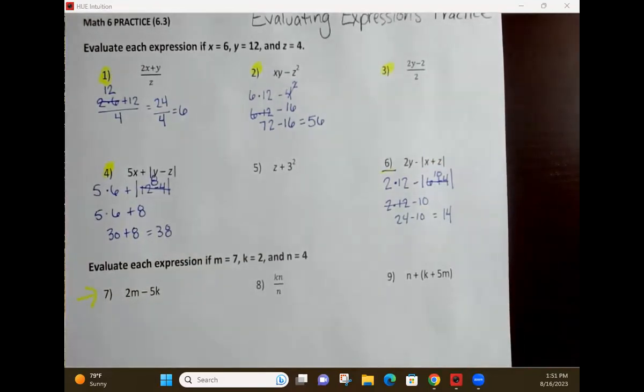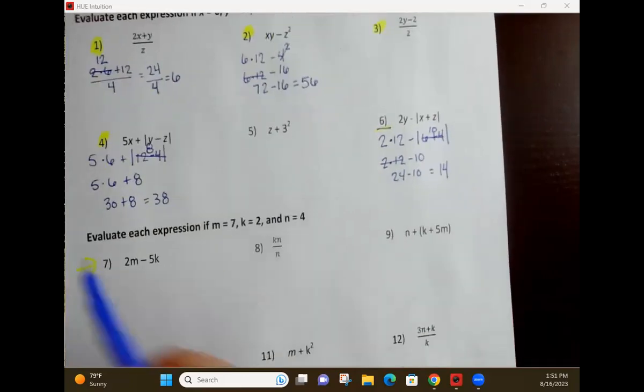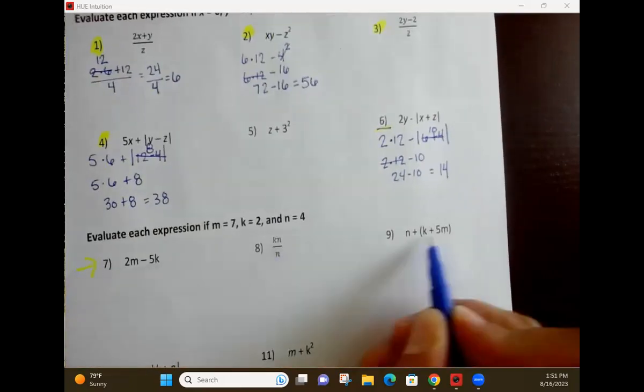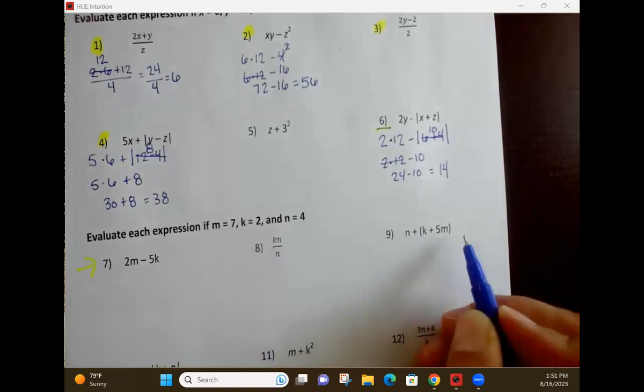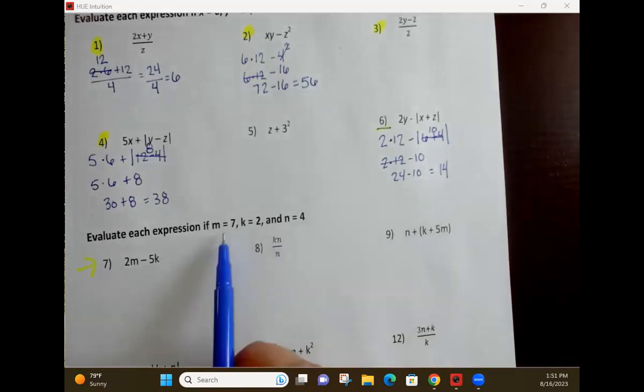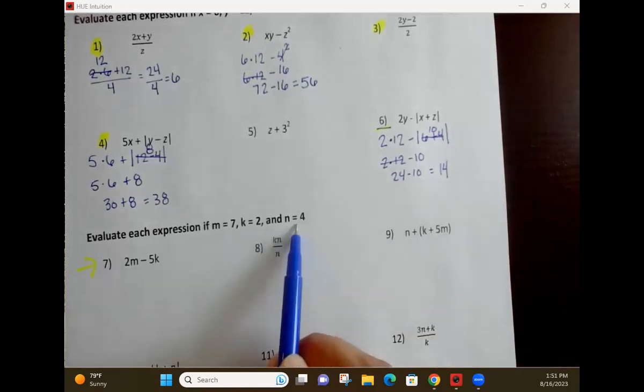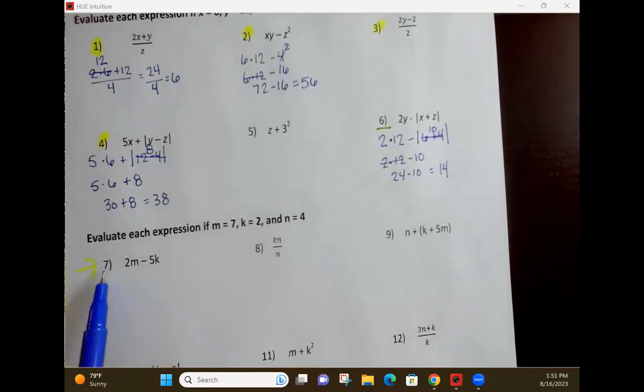I want you guys to try this row right here in the next section. I want you to notice that you've got some different variables, some different values to plug in. I want you to try 7, 8, and 9. And then we'll stop for today.